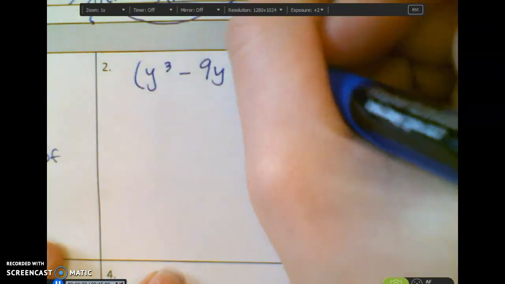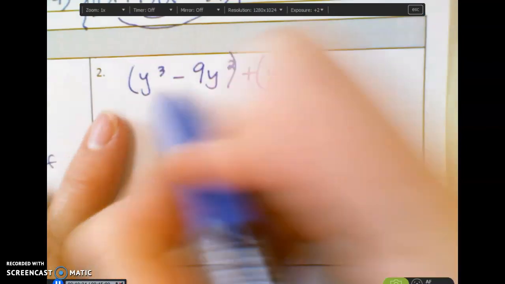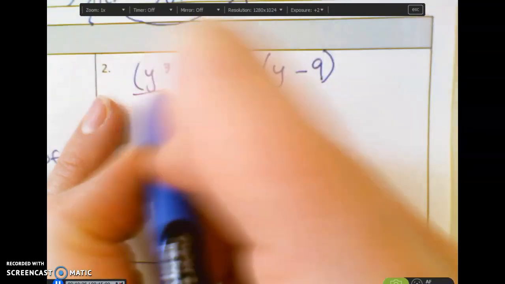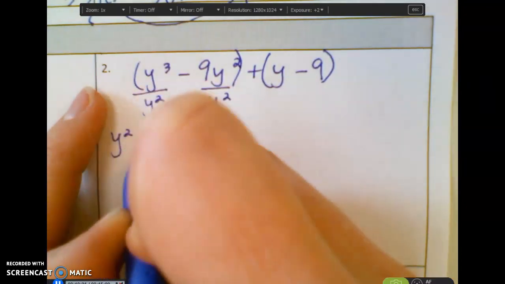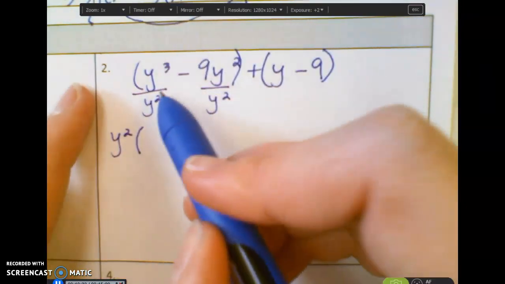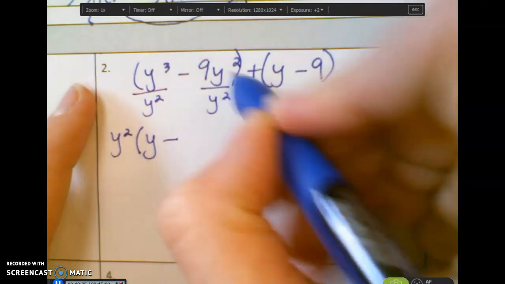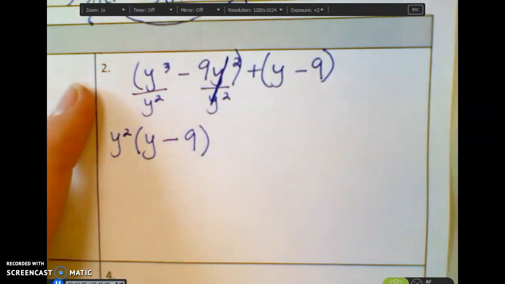So now we just start grouping. Well, what can I take out of this first set of parentheses? I can take out a y squared. So that's my GCF. And now what's left? Y cubed over y squared is y. These y squareds cancel and we have 9.